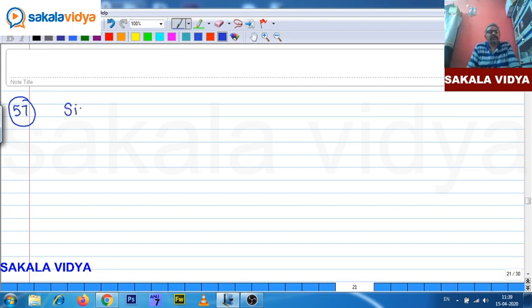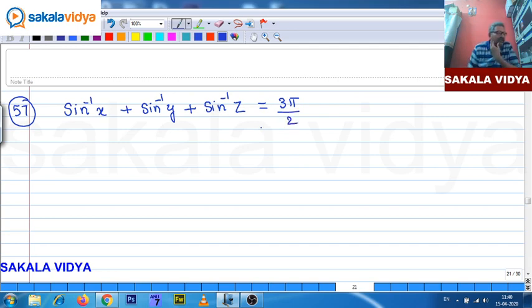Sine inverse x plus sine inverse y plus sine inverse z equals 3 pi by 2. Same question. Now we can directly take x equal to 1, y equal to 1, z equal to 1. Already we have done it, that's why. So now we can apply.